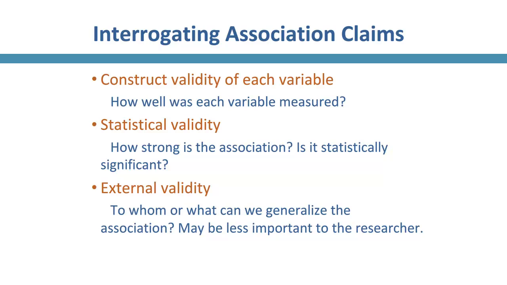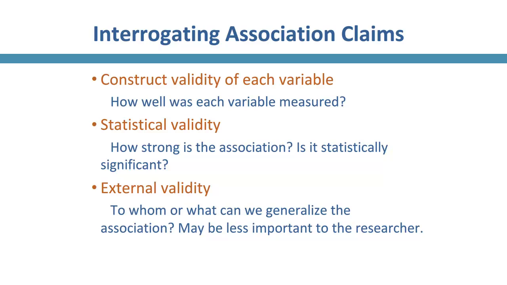How did they measure those variables? What's the construct validity here? What about the statistical validity? So we'll talk about correlations later in the semester, but what if the correlation is really small? What if it's really big? Was it statistically significant? So a zero correlation, so R equals 0, means no relationship.